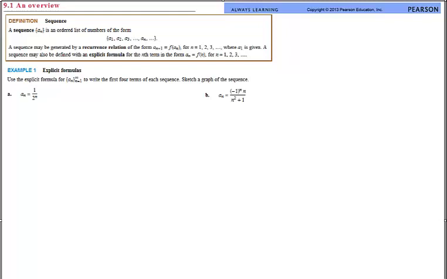And welcome, Calculus 2 students. We are looking into Chapter 9. We're going to be discussing sequences and series. First up are sequences of numbers.